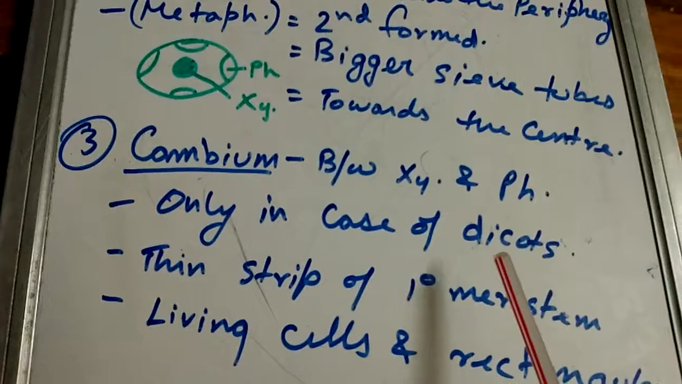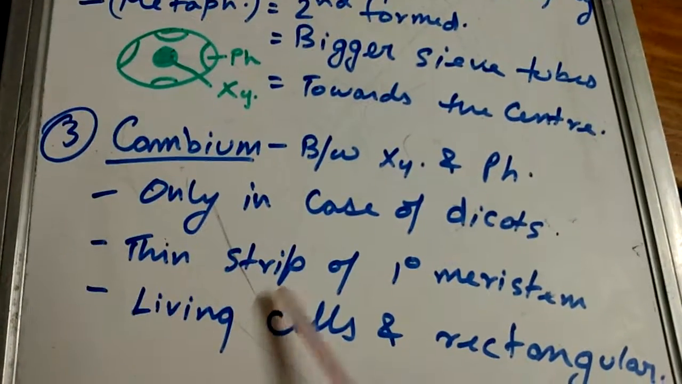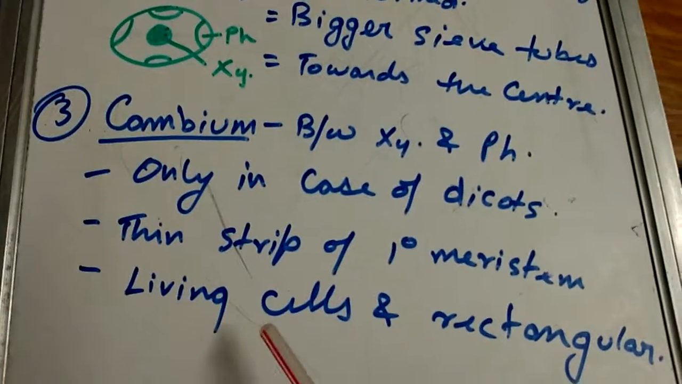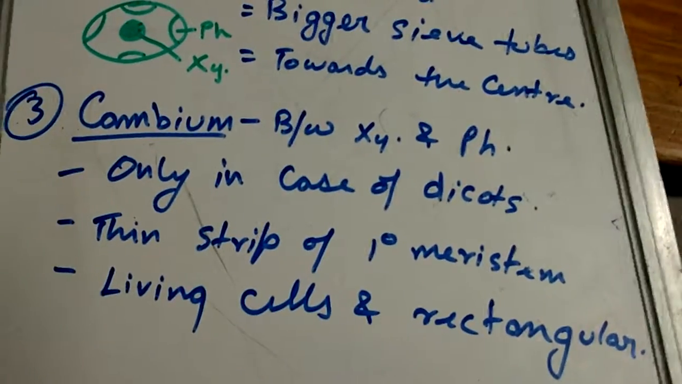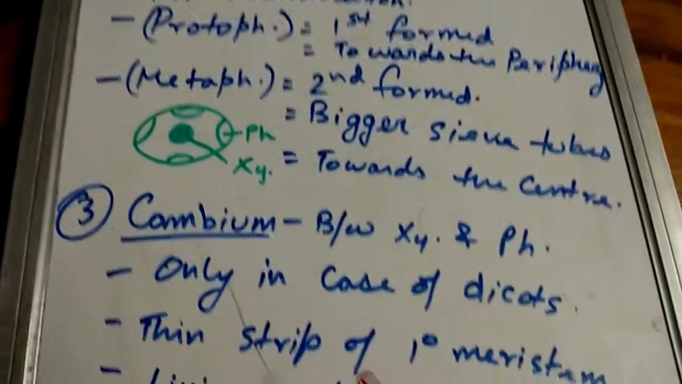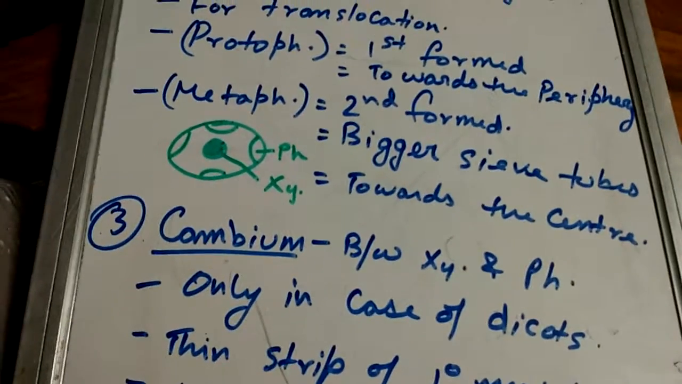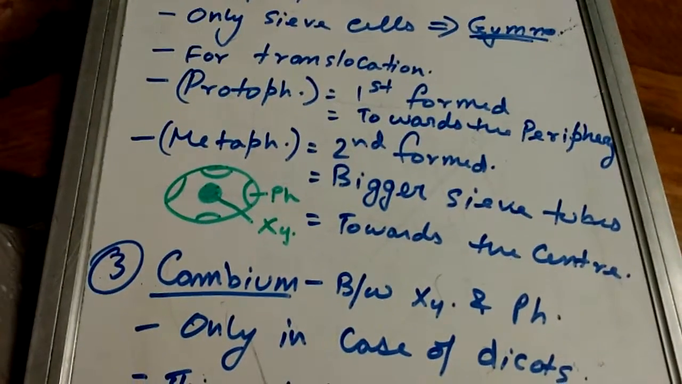It is a thin strip of primary meristem, and the cells are living and rectangular in shape. And this is the video telling you about the constituents of vascular bundles, and in my next video I will take up types of vascular bundle.